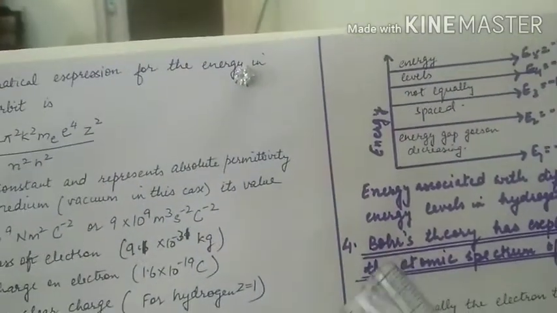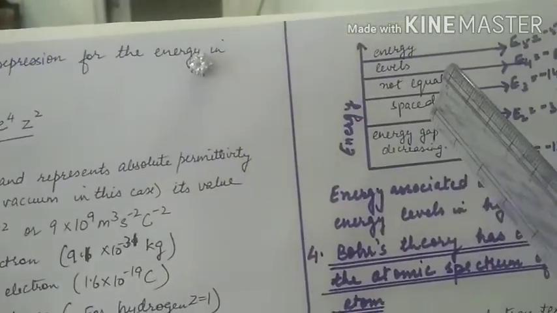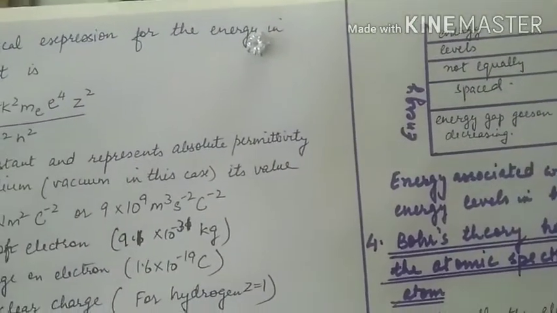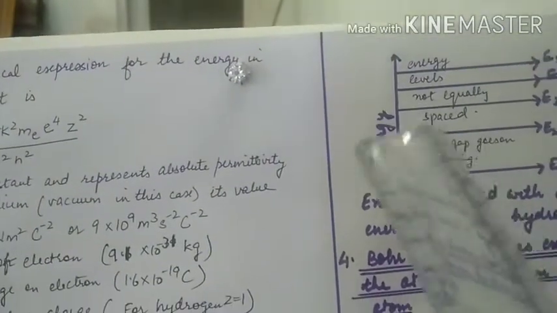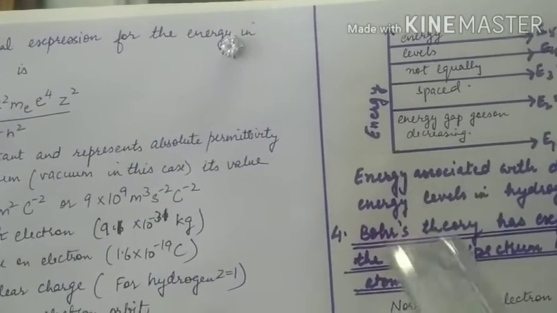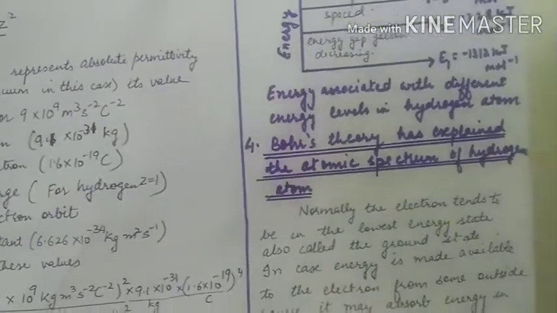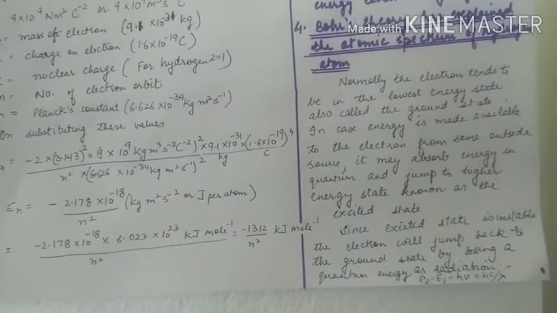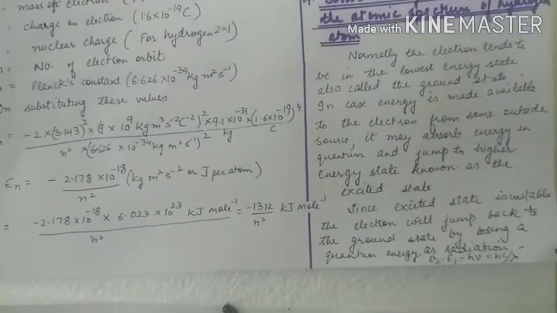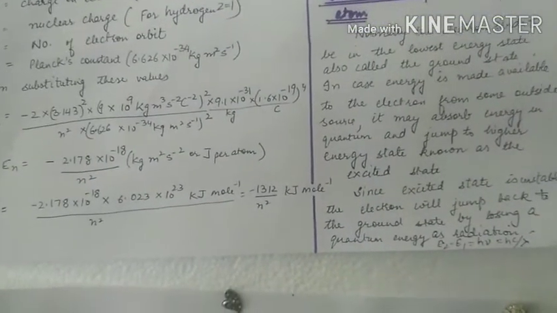You will also see that the energy gap between the two levels decreases as it goes upwards. So energy levels are not equally spaced and the energy gap goes on decreasing. Then the fourth achievement is that Bohr's theory has explained the atomic spectrum of the hydrogen atom.